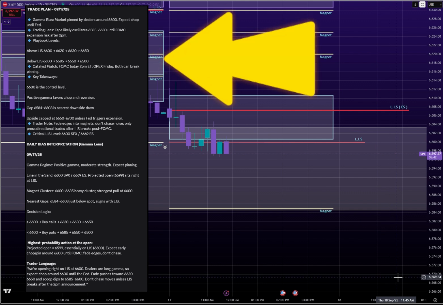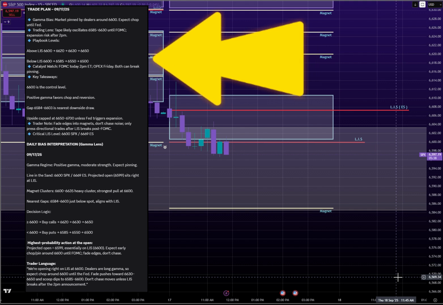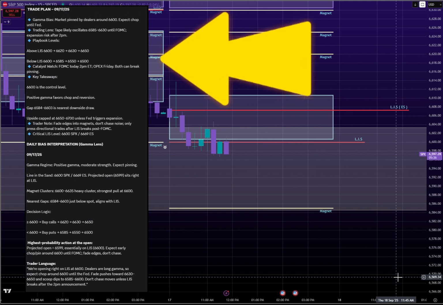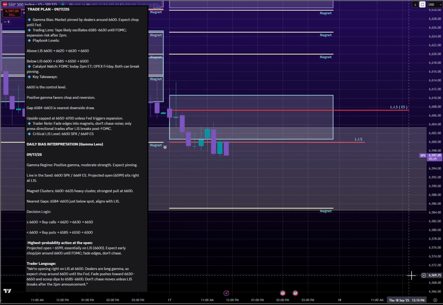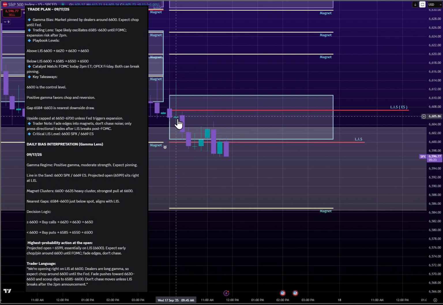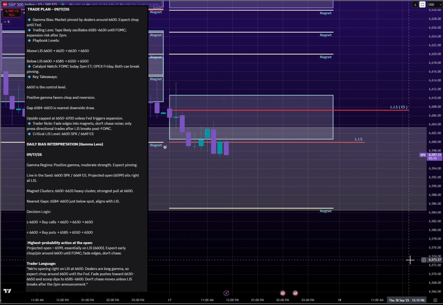Finally, read the context. The gamma bias tells you where market makers will pin the market. That equals tight, range-bound action. And sometimes the best move is to stay out. In this example, we had an FOMC day. The trading lens showed that the tape would oscillate, pin around 6,600 and stay range-bound until after 2 p.m. So the bias was clear. Be risk-off until after the announcement.